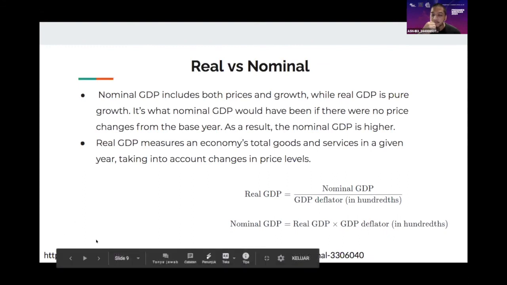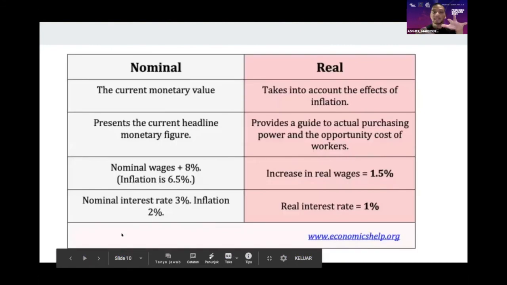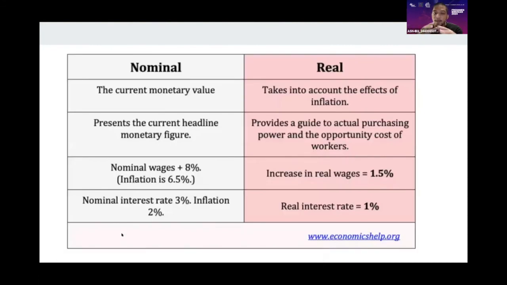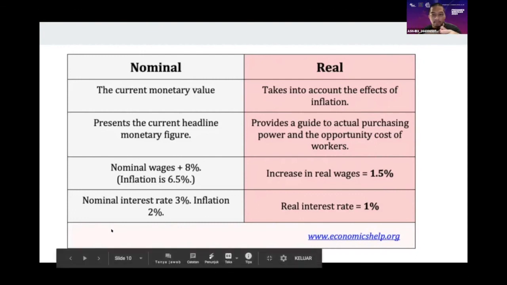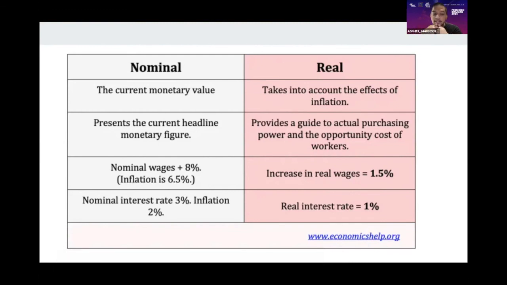Next slide, please. But basically, to sum it up, nominal GDP is the current monetary value of a country, and real GDP is the value taking into account the effects of inflation. Nominal presents the headline monetary figure, while real provides a guide to purchasing power. If you look at the graph, which I didn't put, they're almost the same, but it's for governments to look at the details in a country's growth.